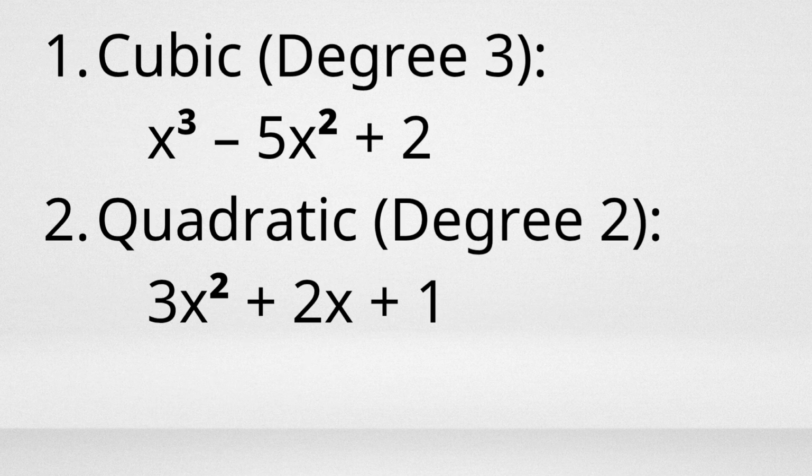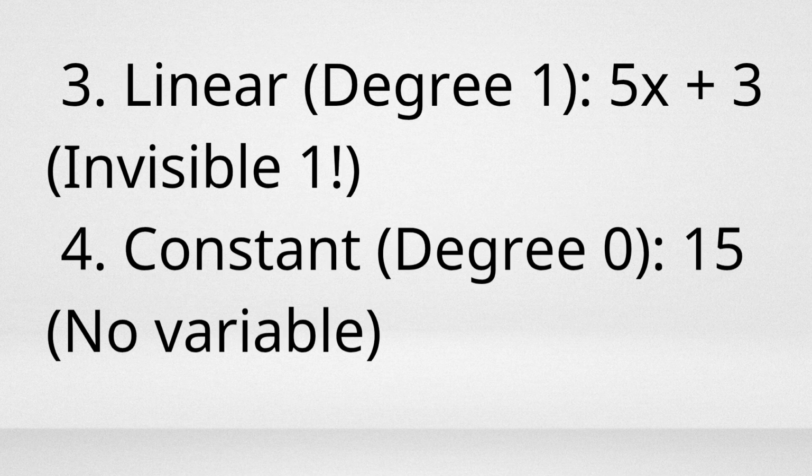Let's look at the 4 types you need to know. First, if the highest shadow is 3, like in x cube, it's a cubic polynomial. If the highest shadow is 2, like in x square, it's quadratic.